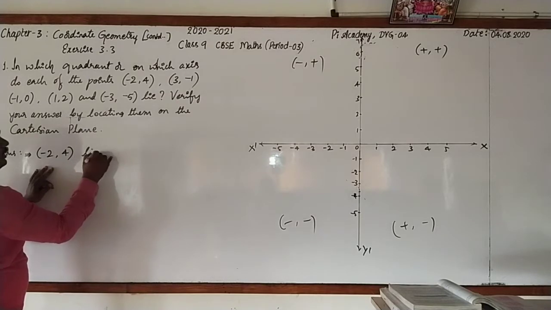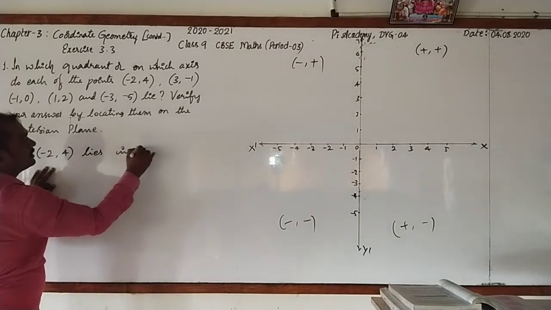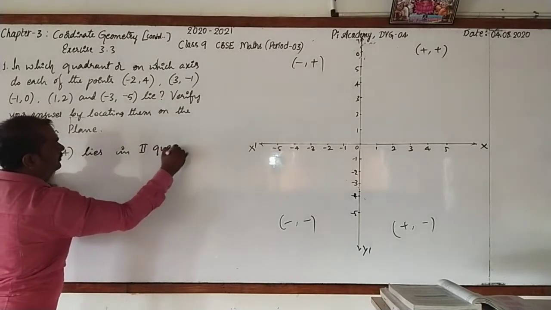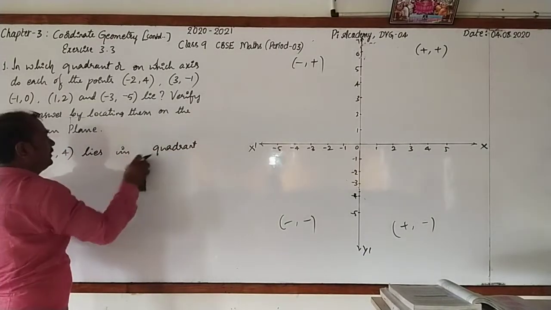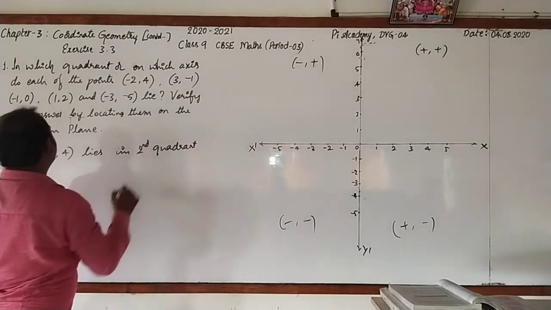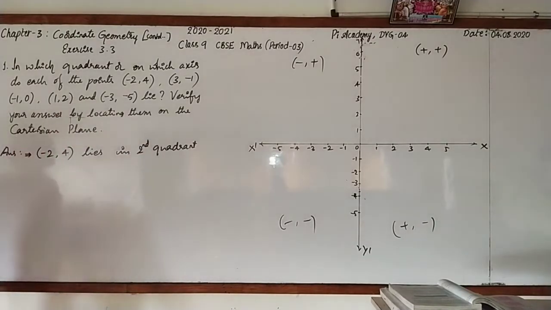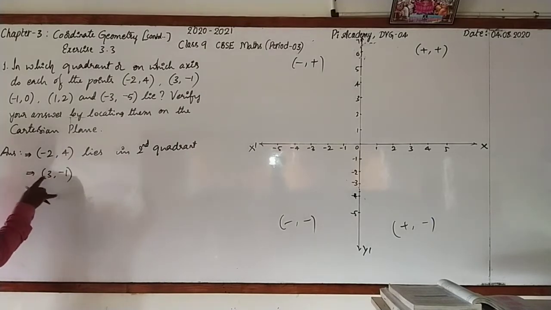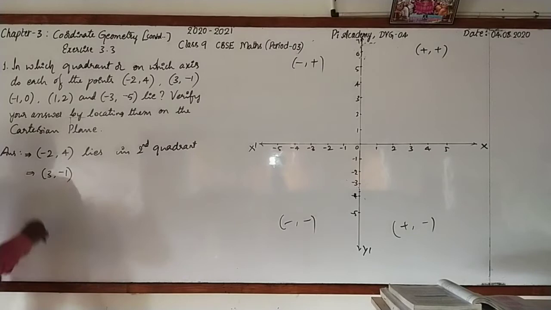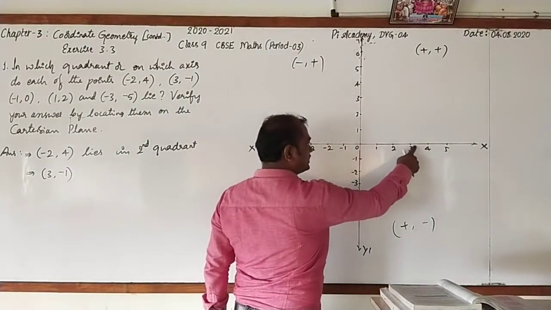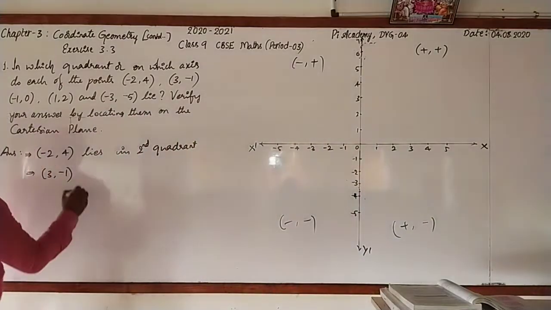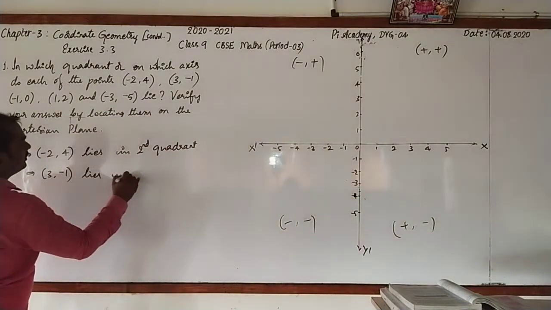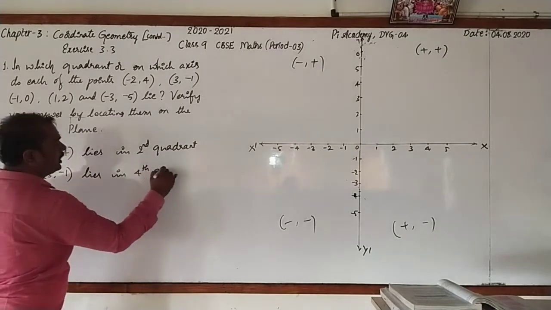(-2, 4) lies in the second quadrant. Next, observe (3, -1). Here in (3, -1), x is plus and y is minus. X is plus, y is minus. Which is that? Fourth quadrant. We can write it lies in the fourth quadrant.